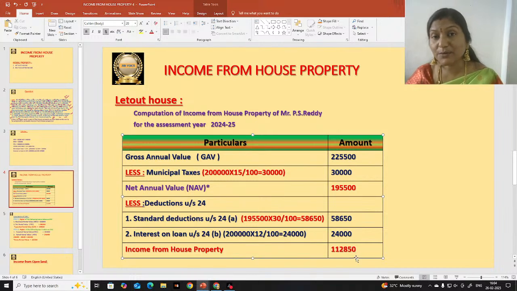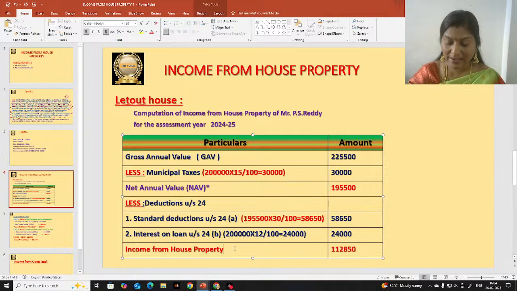So this is a positive amount, 1,95,500. NAV is more than the deductions. That is why the amount we get here after deducting is a positive amount, 1,12,850. So we can call it income. Okay, it is income from house property.